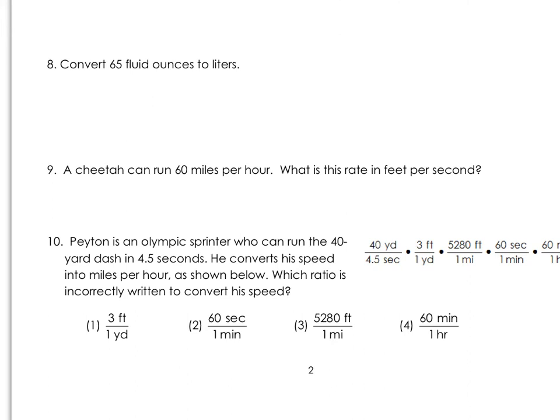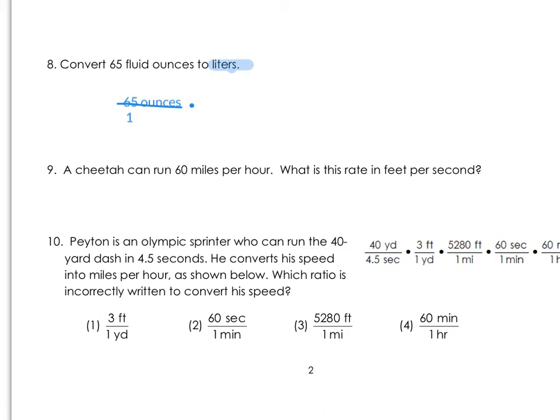Okay, so we'll look on the next page. Okay, and on this back page, I'm going to do 8, 9, and 10. So 8 says convert 65 fluid ounces to liters. So if I do that, I'm looking to end up with it as liters. So that's my end goal. And I'm starting off with 65 fluid ounces. So I have 65 ounces over 1.